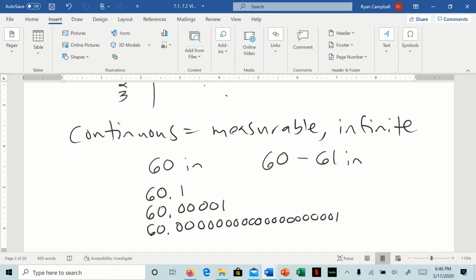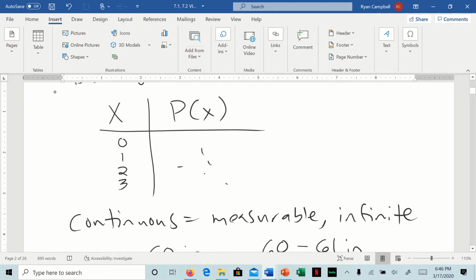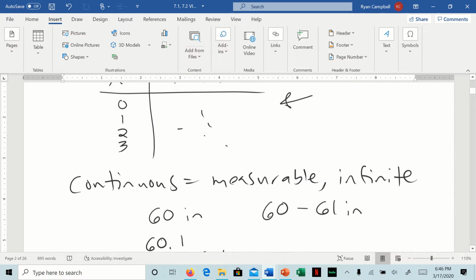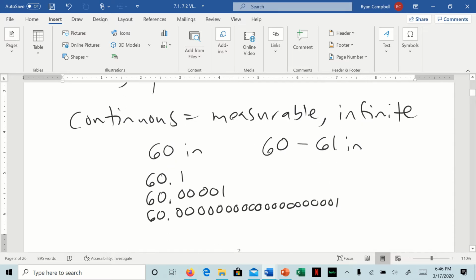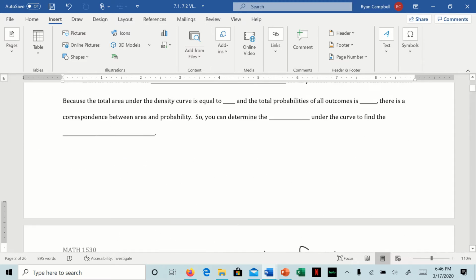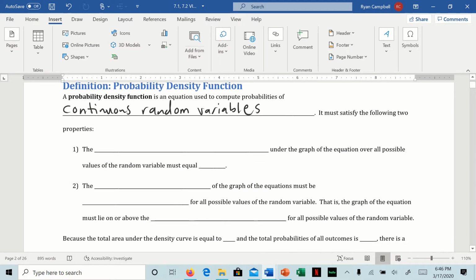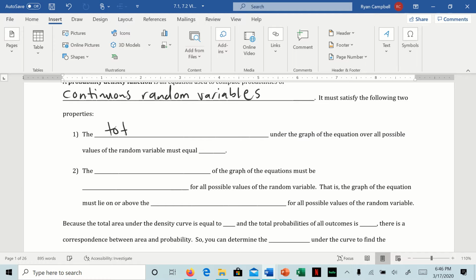there's no way to actually list them out like a probability distribution. So essentially what we're going to need is some sort of formula or equation, which we're not really going to talk more about. We're going to talk about how to graph that equation. So don't worry too much about the equation itself. We're really going to be talking about this graph. So for a density function, this is the equation that we're going to be using. And when you graph it, what you end up seeing is that the total area under the graph of this equation must equal 1.